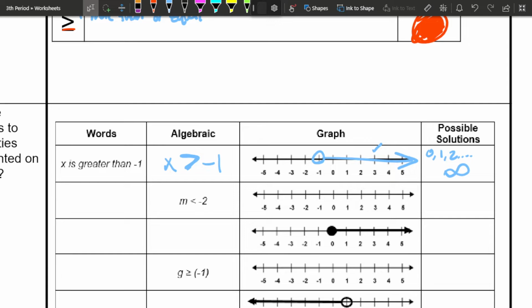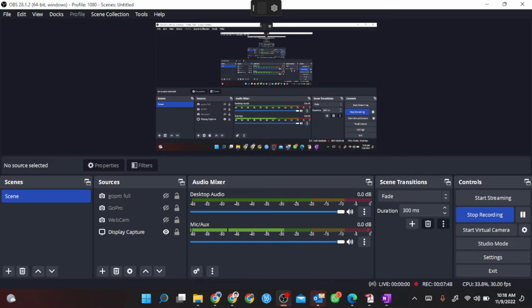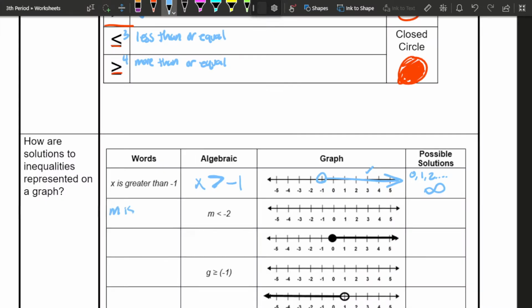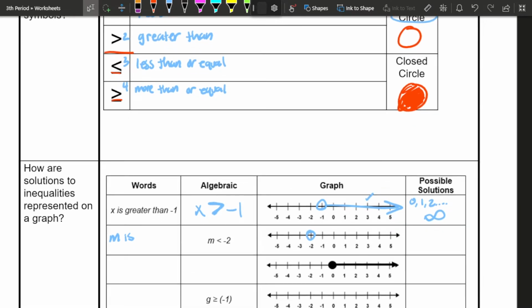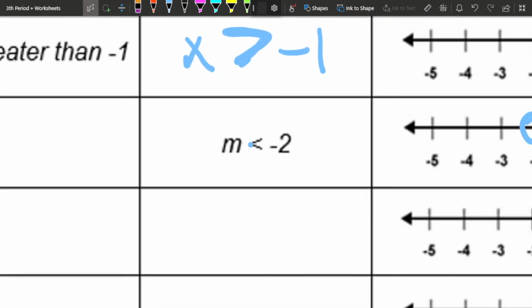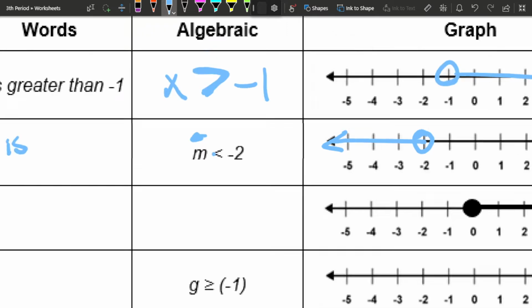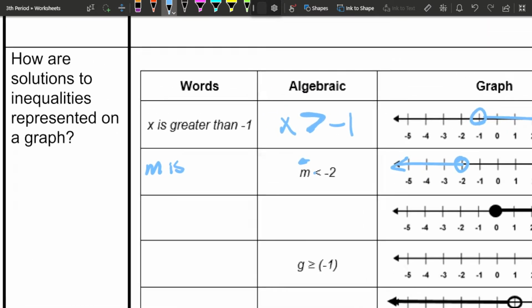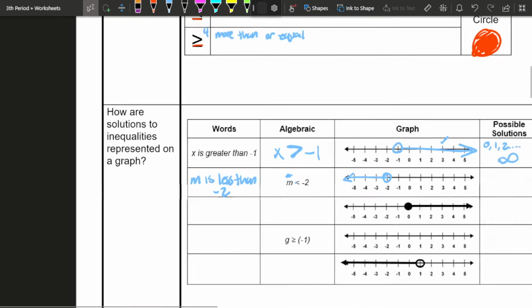M sign -2. What word can we use for that sign? M is what? Open or closed? Open. So I'm going to go to -2 and put in an open circle. Am I going to go to the left or to the right? What way is it pointing? Look at the tip of the arrow, and it's pointing to the left. So M is less than. So as long as it's less than -2, I'm good.